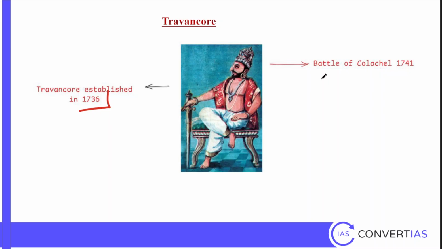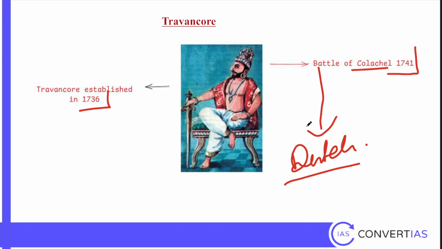There is one important event that you have to remember, which is in 1741. It is called the Battle of Colachel. Now this battle was not fought with any other prince or Nawab. It was fought with the Dutch. This is the only battle in which a European power was completely defeated in India. Due to their defeat in the Battle of Colachel, the Dutch lost their power and went back. They stopped their ambitions for India. So this is one important battle and one important date that you have to remember. So this state is also there as an independent state during the 1750s.